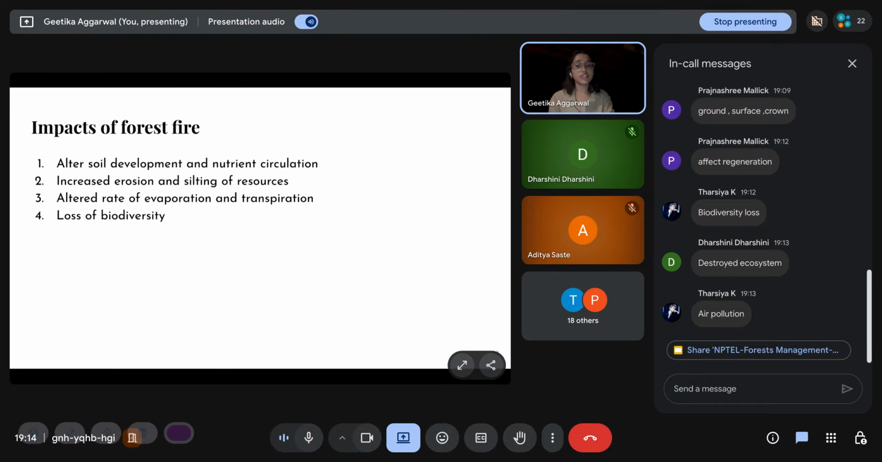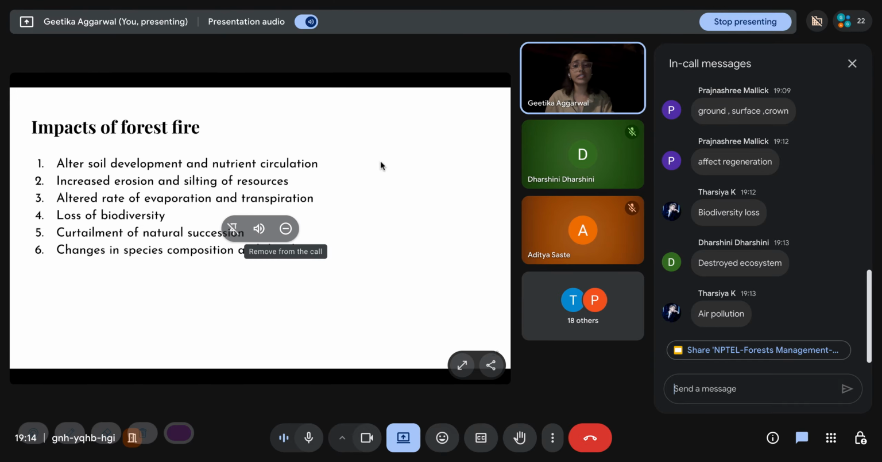Loss of biodiversity, as you mentioned, because the entire area has been burnt down, so of course a lot of animals and plants are affected. Natural succession or regeneration is affected. Species composition and distribution, it basically comes out of biodiversity. If the biodiversity is lost, the species composition of the area also gets affected, and species try and run away from the area, so distribution also gets affected in that area.